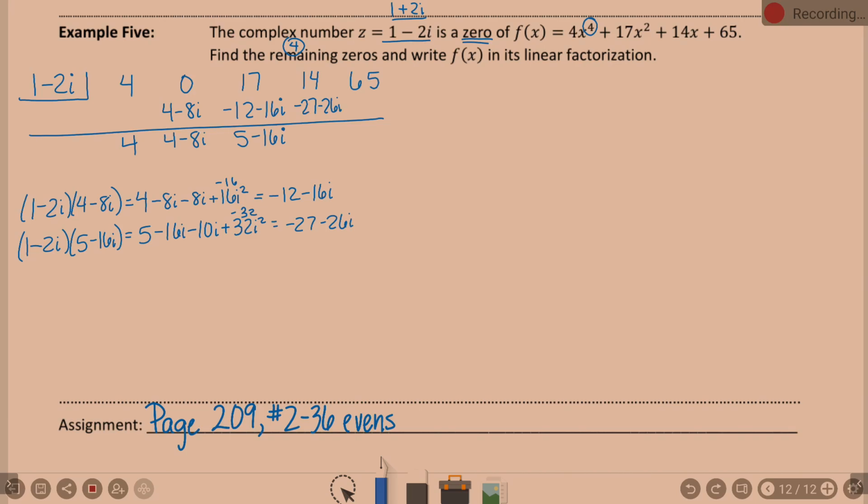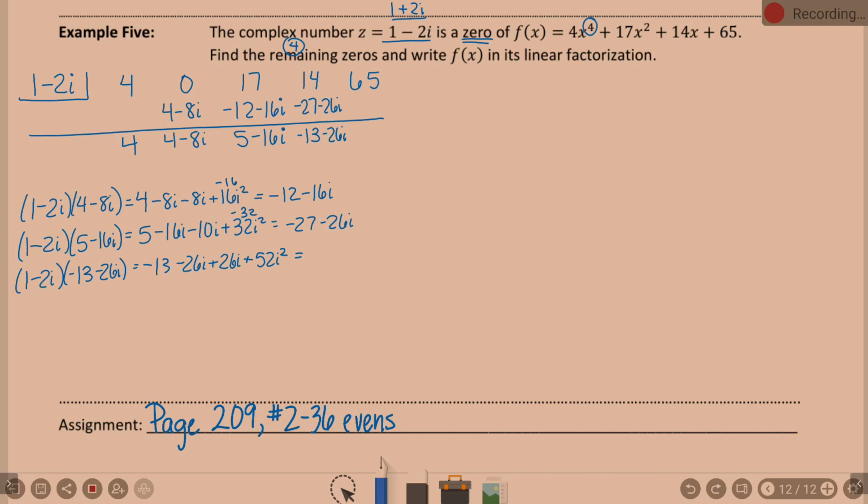Now we add. 14 minus 27 is negative 13, negative 13 minus 26i. Guys, this is going to work. We're going to FOIL one more time. It's our last FOIL. 1 minus 2i times negative 13 minus 26i. Negative 13, minus 26i, plus 26i, plus 52i squared.